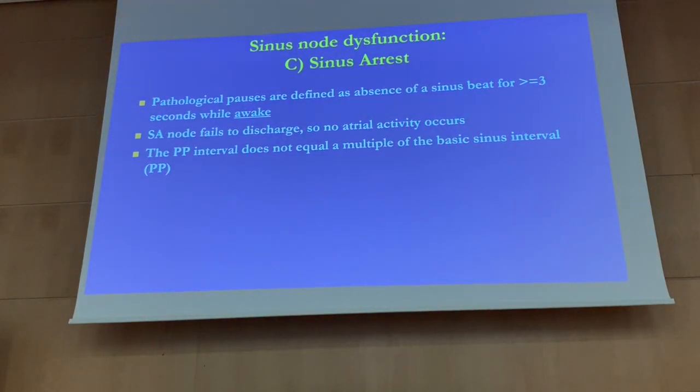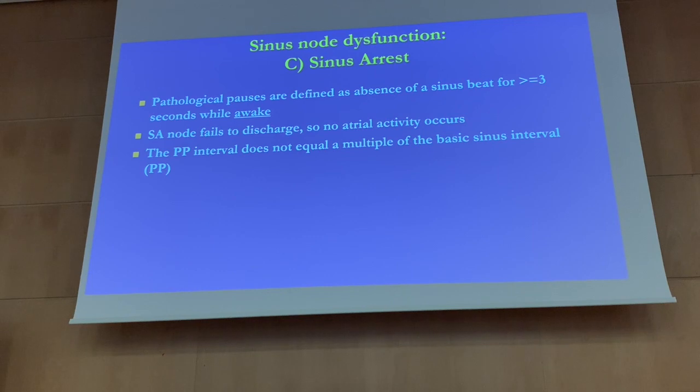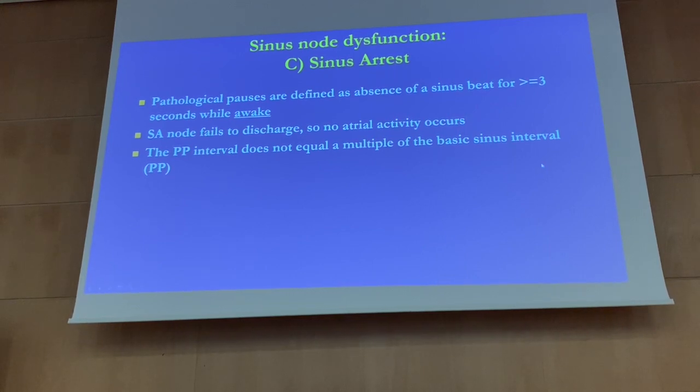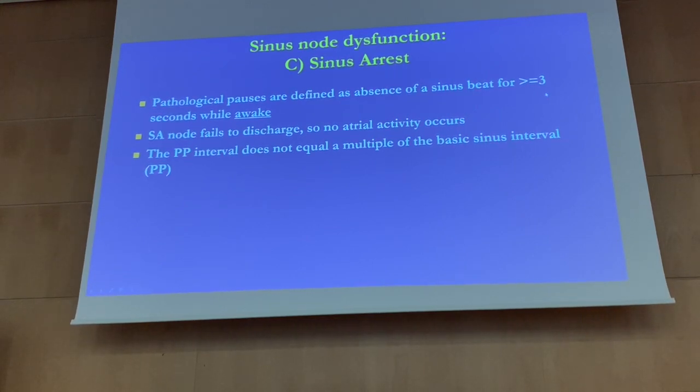So sinus arrest will be the same as exit block. And for the exact definition of sinus exit block, to call it pathological, it has to be more than 3 seconds. Why 3 seconds? Because the likelihood of symptoms will be high. You need to remember this definition. So more than 3 seconds. Three seconds means half of the ECG, as the whole ECG is done in 6 seconds.